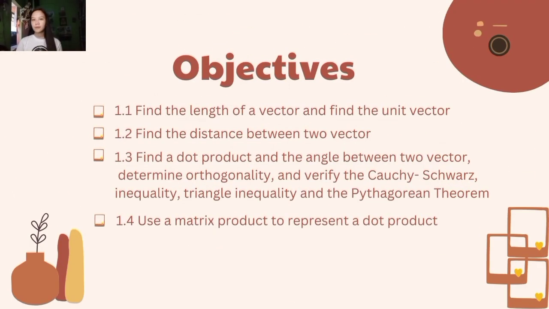So here are the objectives of today's presentation. At the end of the discussion, the learners are expected to be able to find the length of a vector and find the unit vector. Next, find the distance between two vectors. Third, find a dot product and the angle between two vectors, determine orthogonality, and verify the Cauchy-Schwarz inequality, triangle inequality, and the Pythagorean theorem. Lastly, use a matrix product to represent a dot product.